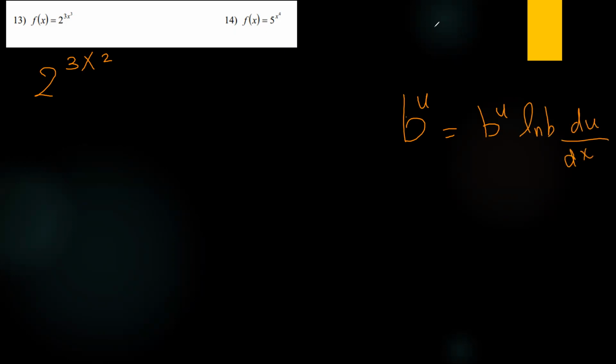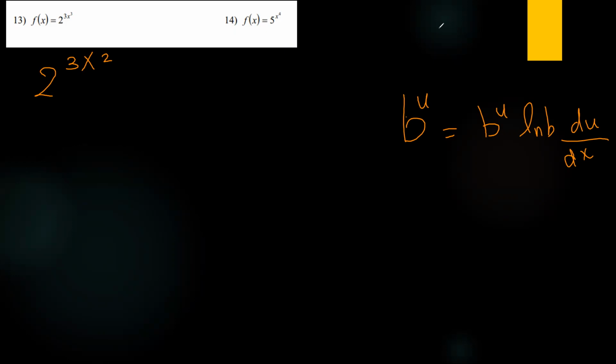Let's now find the derivative for these exercises here. As you see here, in number 13, we have 2 to the power 3x squared. Remember, if I want to find the derivative of b to the power u, it will be b to the power u ln b times du over dx. So what do you need to write? You have to write b to the power u. So you need to find where is u, where is du over dx, and where is ln b.